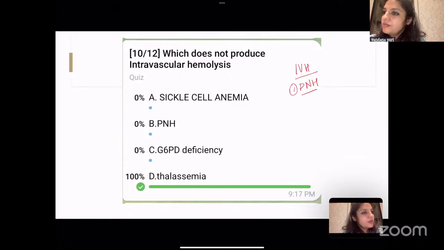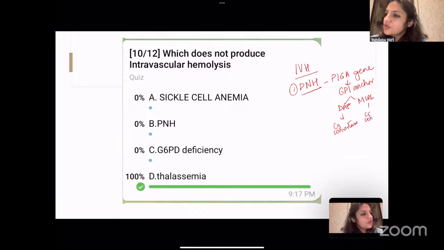Paroxysmal nocturnal hemoglobinuria. This is a complementopathy. There is excessive activation of complement in this. There is a mutation of the PIGA gene in it. This PIGA gene basically codes for GPI anchor molecules. Whenever there is absence of GPI anchor molecules, like DAF and MIRL, which are controllers of the complement, DAF controls C3 convertase and MIRL controls C5 convertase.